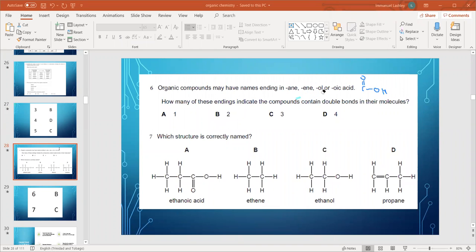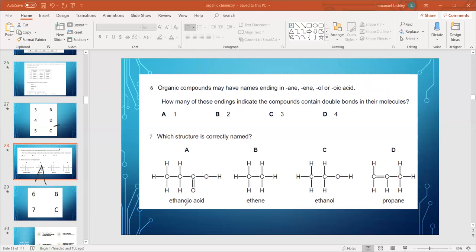All right. Now, question 7. Which structure is correctly named? Again, in order for us to check the name of the compound, we need to take it bit by bit and see which one is correctly named or which one is incorrectly named. So I'm going to take it one by one and check them out.